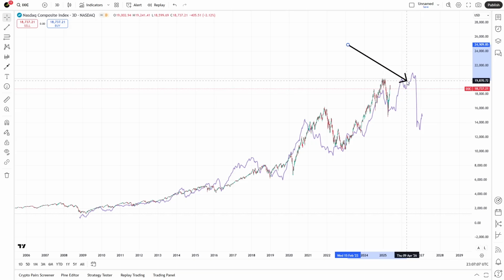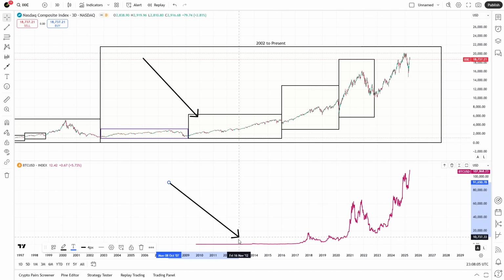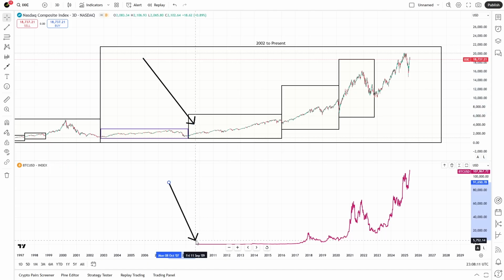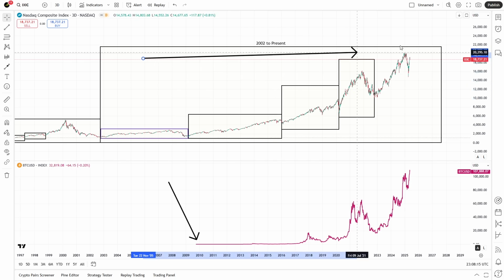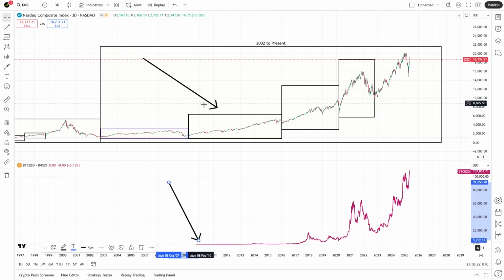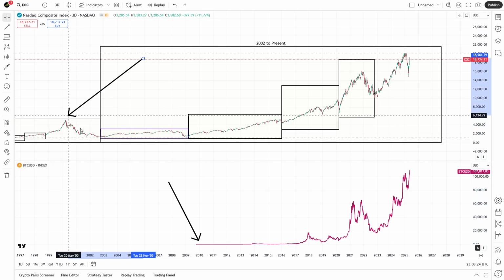So now let's compare it to crypto. This is Bitcoin at the bottom. I'm comparing Bitcoin to the NASDAQ. First thing to notice, look where Bitcoin starts. It starts in 2009. So it literally starts in the glory days of the NASDAQ. It's never seen any real serious crash like takes place on the NASDAQ.